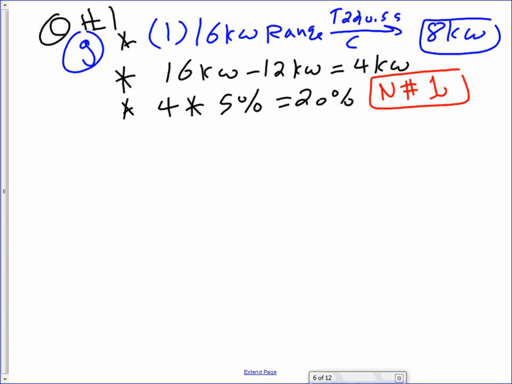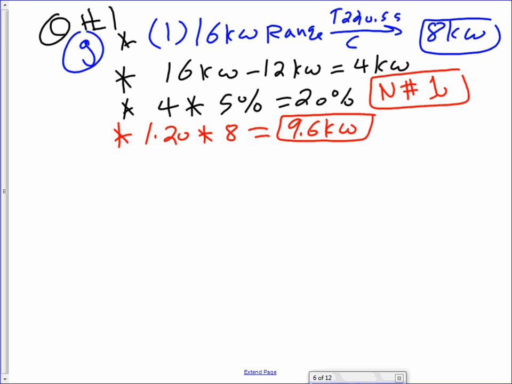Okay, the last thing you need to do is up that number so you can find your demand. So you take the 1.20, multiply this one by 8 kW, and that will get you 9.6 kW. And gentlemen, this is the demand.